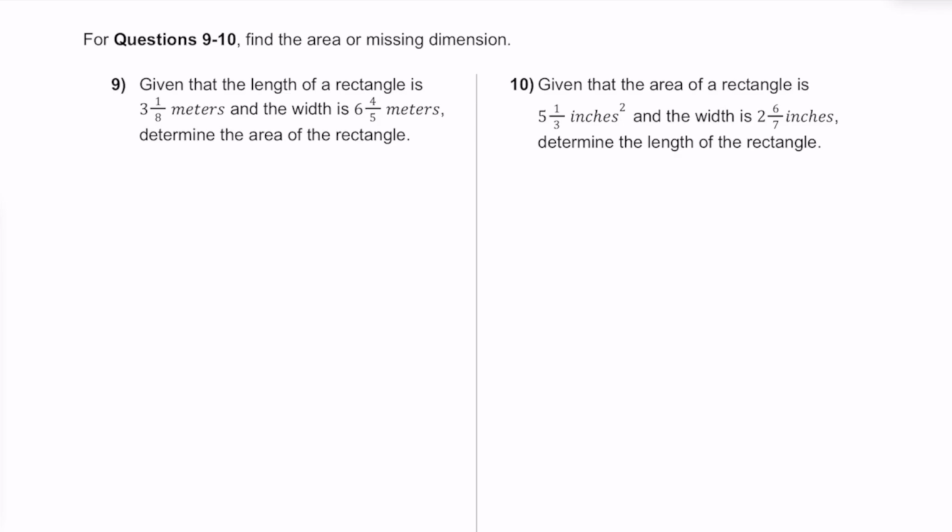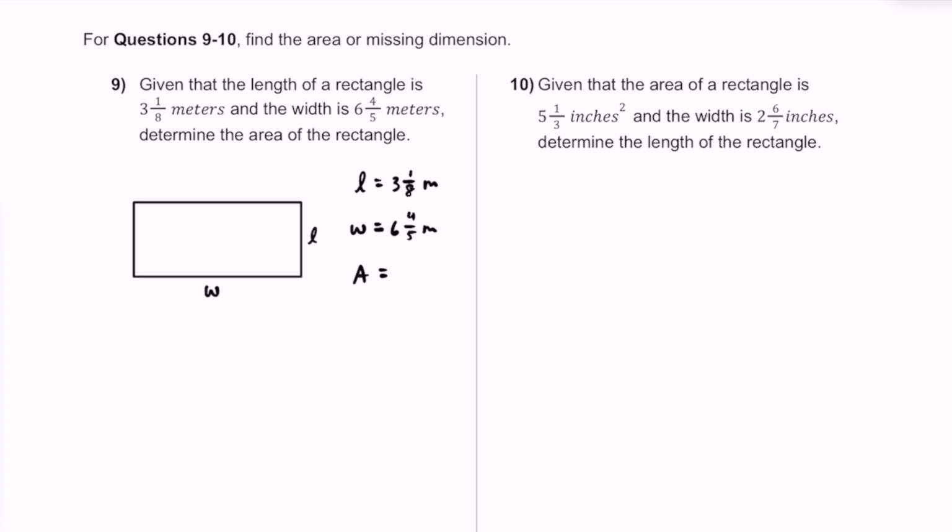All right, so let's go ahead and sketch this real quick. And it tells us in the problem that the length here is going to be 3 and 1/8 meters. And they also tell us that the width here is going to be 6 and 4/5 meters. They don't tell us the area, right? So the area is something that we're going to go ahead and figure out together here.